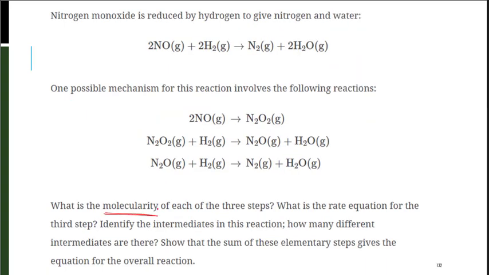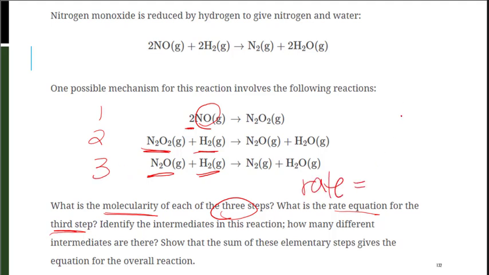First of all, the molecularity of each step. I have 2 NOs, so this is bimolecular. 1 and 1, so that's bimolecular. 1 and 1, that's bimolecular. Each of the 3 steps are bimolecular. The rate equation for the third step, 1, 2, 3. I would say that rate is equal to K times the concentration of N2O times the concentration of H2. That would be for the third step.